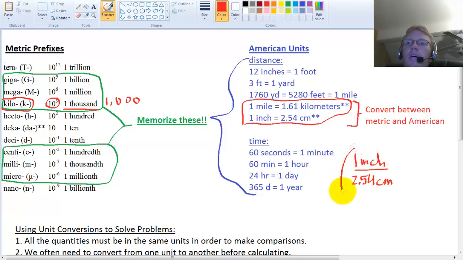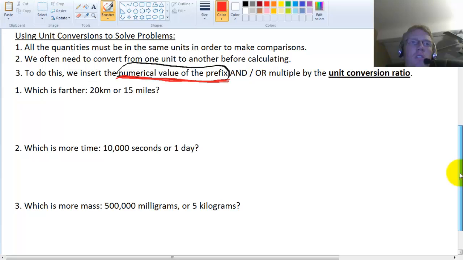So if you multiply any expression by 1 inch over 2.54 centimeters, its overall value will be the same, even though the number will have changed. So the number will change, but the units will also change, and they'll change in such a way that the overall value is the same. So this is what you're going to use for unit conversions. So which is farther, 20 kilometers or 15 miles? Okay, we have two choices. We could either convert kilometers into miles, or we can convert miles into kilometers.